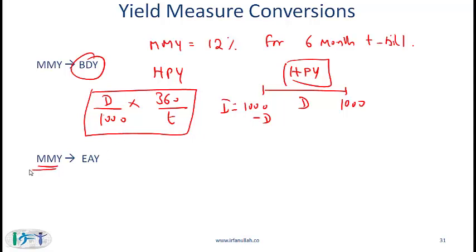If you have the money market yield, it is easy to come up with the effective annual yield, because again you first compute the holding period yield and then the effective annual yield is simply 1 plus the holding period yield raised to the power of 365 over T, minus 1.